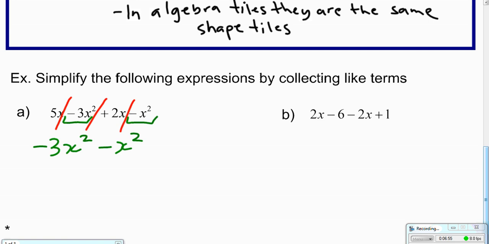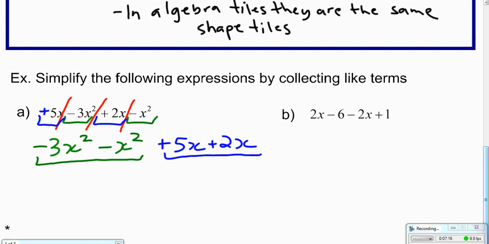So these are my 2 terms that I'm going to need to combine, and I'm going to need to remember my integer addition and subtraction. And then I have a 5x. So if there's no sign written there, remember it's positive. So positive 5x, and then positive 2x. And so these terms are the same, so they're going to be combined.